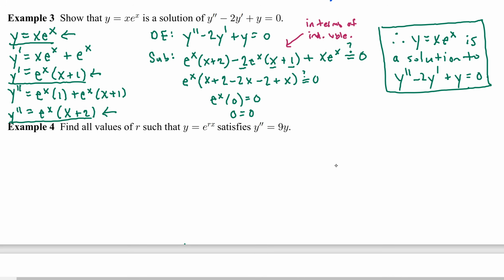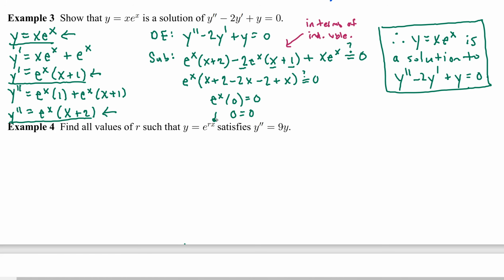Example 4. Find all values of r such that y equals e to the rx satisfies y double prime equals 9y. So again, I'm going to run a little pop quiz here. Looking at the differential equation, y double prime equals 9y, can you identify the dependent variable? Of course you can. It's y. How do we know? Because the derivative is applied to the dependent variable. What's the independent variable? Well, we can't see that in the differential equation, but we can see from the solution that the independent variable is x.